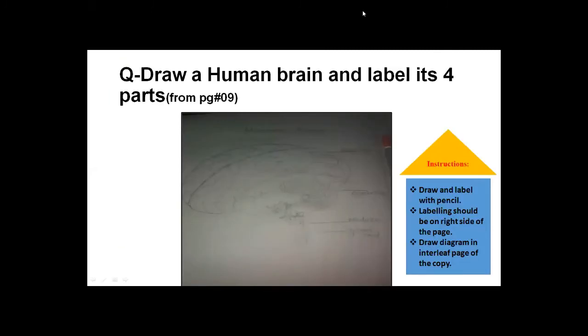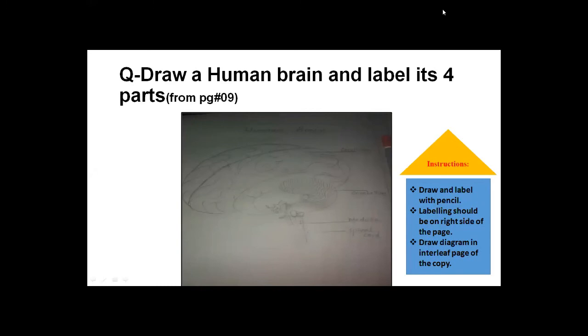I have drawn the diagram of the human brain for you. Draw a human brain and label its four parts. You can see on your screen, there are some instructions for drawing and labeling the human brain. First instruction is to draw and label with pencil, not in pointer. Don't use any type of marker or pen.